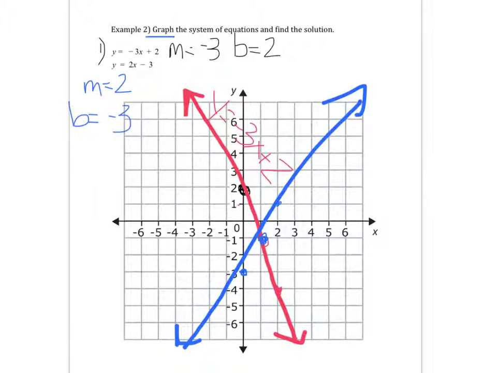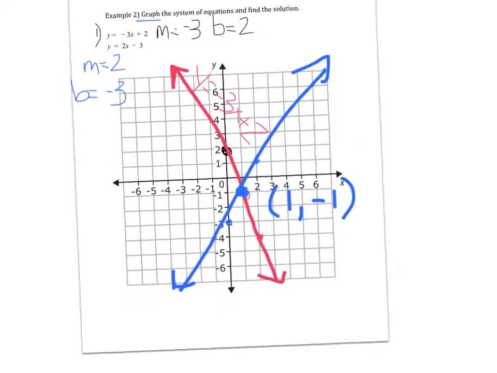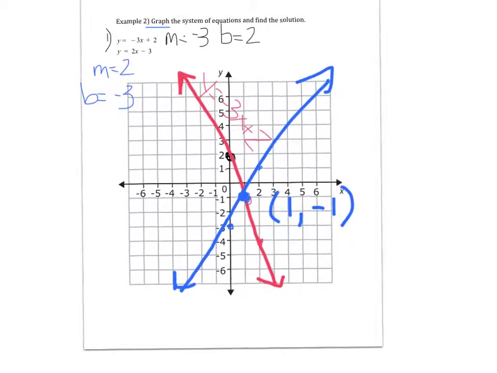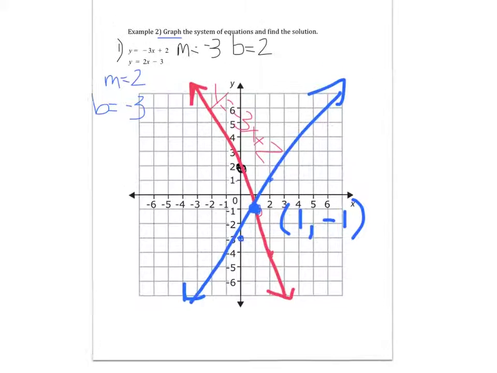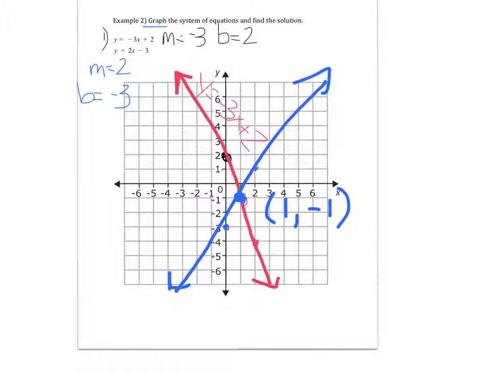So my solution is right here, and I would say that point is 1, negative 1. So make sure you put x equals 1, y equals negative 1.